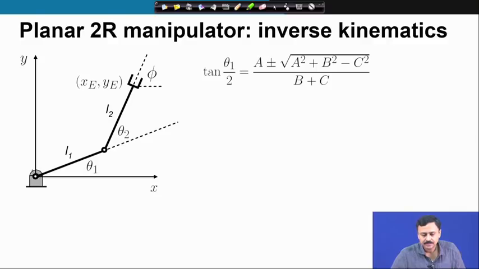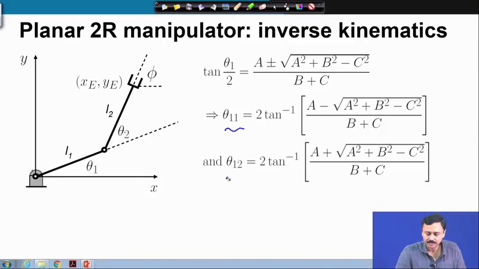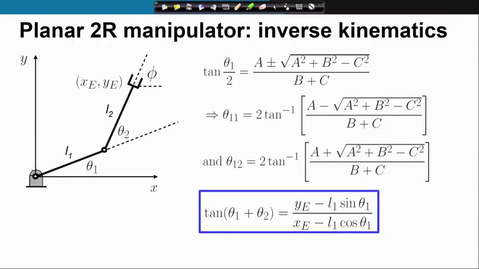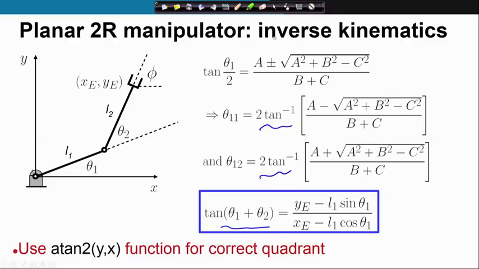So, we have tangent theta 1 by 2 given by this expression in terms of a, b and c, which are known. Therefore, we have two solutions of theta 1, theta 1 1 and theta 1 2. And once we have theta 1 1 and theta 1 2, we can substitute in this expression for tangent of theta 1 plus theta 2 and determine theta 2. When we take these tangent inverses, we must use the a tan 2 function to get the correct quadrant.